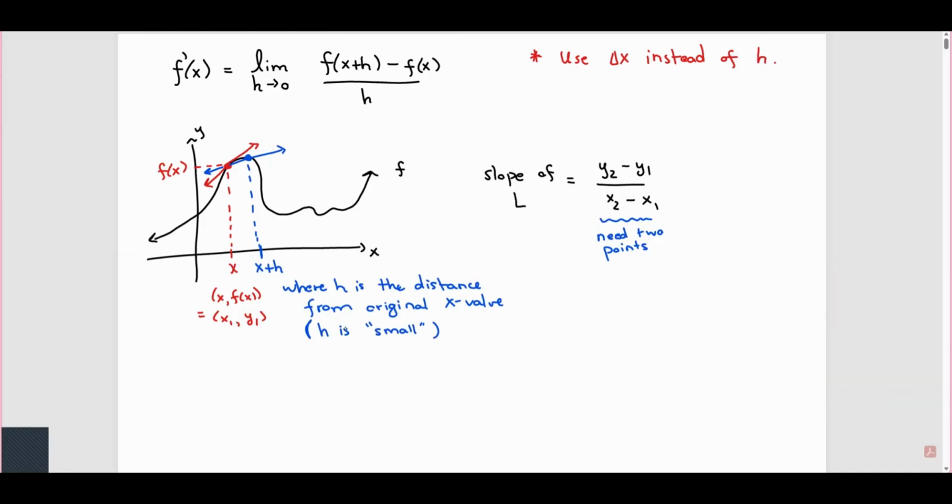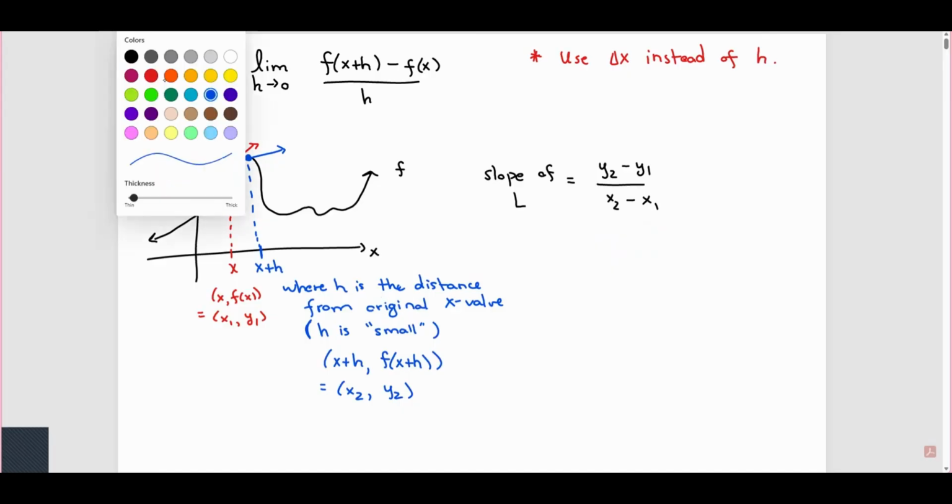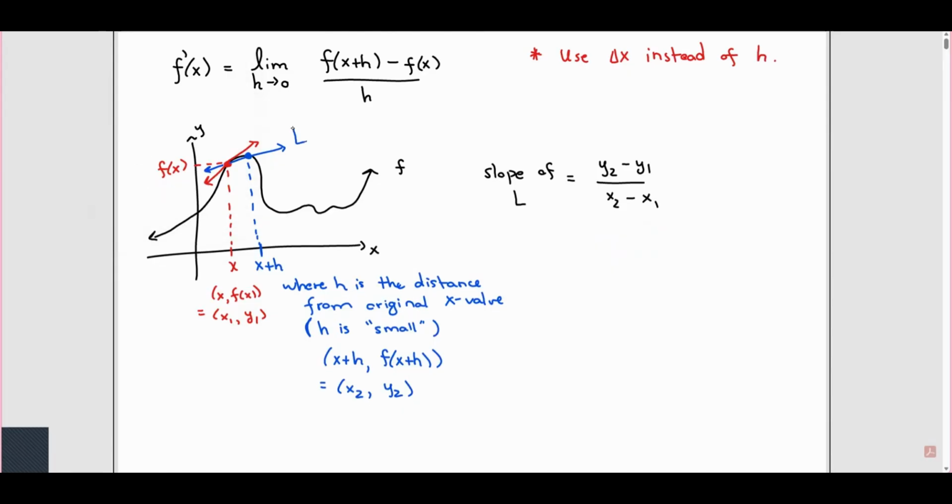Okay, so then how would we label this point? Well, the x value is x plus h because it's just a little bit further away than x. That means my y value is whatever the function is evaluated at x plus h, yes, f of x plus h. And this is going to be my x2, y2 that I'm going to use in my slope formula. All right, so there we go. Now we have those 2 points that we needed, and we're going to plug the values into our formula for the slope of L. And this blue line is L. It's an approximation of our tangent line.